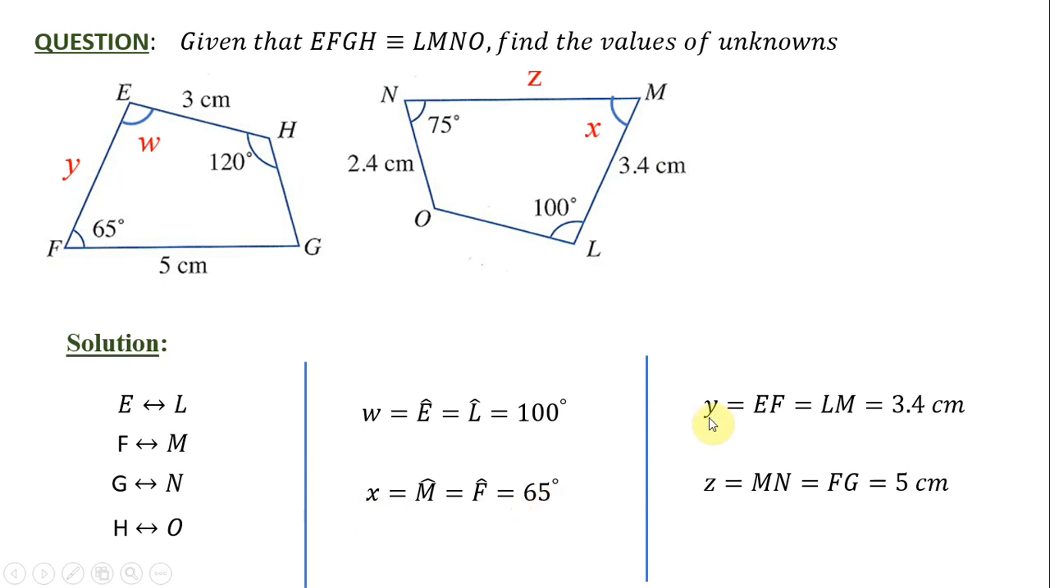Y is the side EF. E is corresponding to L, F is corresponding to M, side EF is corresponding to side LM, both are equal. LM is 3.4, so Y is also 3.4 centimeter. Z is the side MN. MN and FG are corresponding sides, both are equal because congruent figures. FG is 5 centimeter, so Z is also 5 centimeter.